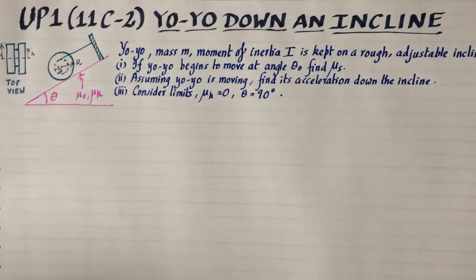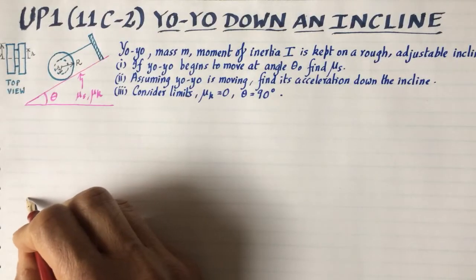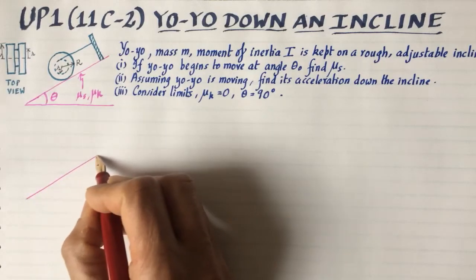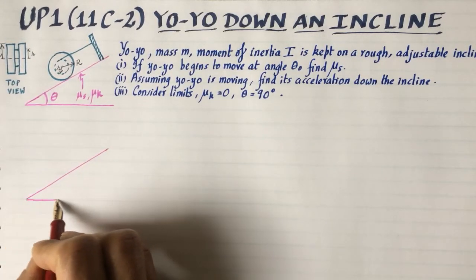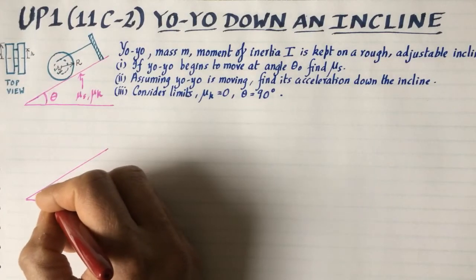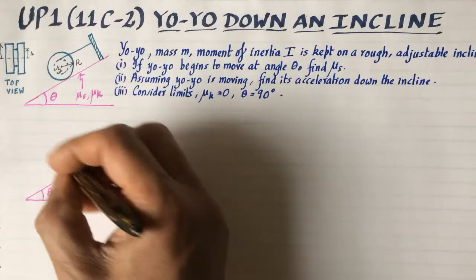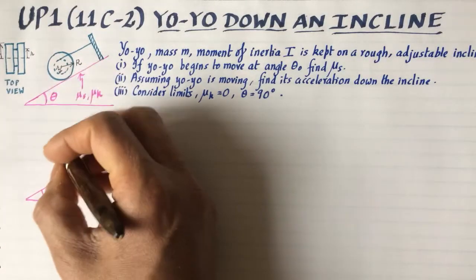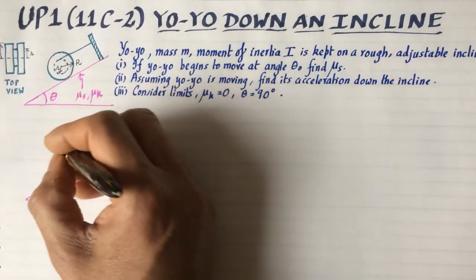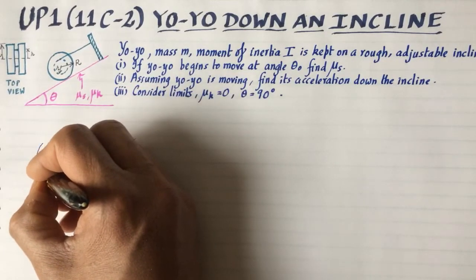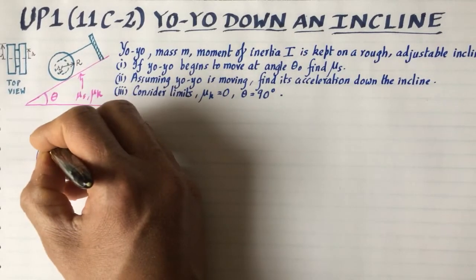So for that, let me redraw the incline here. The critical angle is theta naught. At that angle it begins to slide, or rather, it begins to slide and roll at the same time. We'll examine that in part 2. Let's draw a big nice figure so we can see everything.